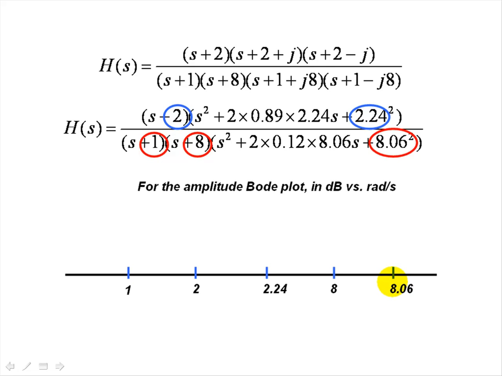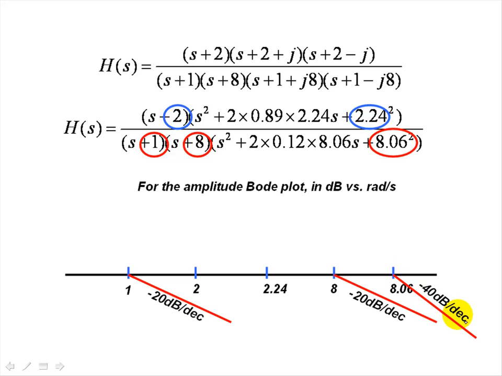Next, indicate the slope contribution at each pole and 0. At 1, there is a simple pole, so the contribution will be a slope of negative 20 decibels per decade. The same is true at pole 8. And a double complex pole at 8.06 that is negative 40 decibels per decade. A simple 0 at 2 contributes with a positive slope of 20 decibels per decade, and a double complex 0 at 2.24 radians per second plus 40 decibels per decade.